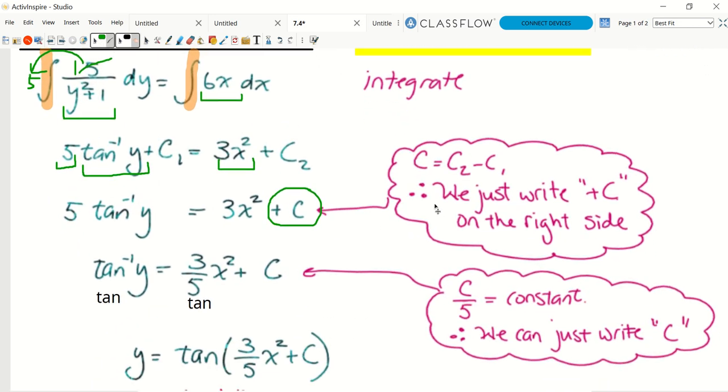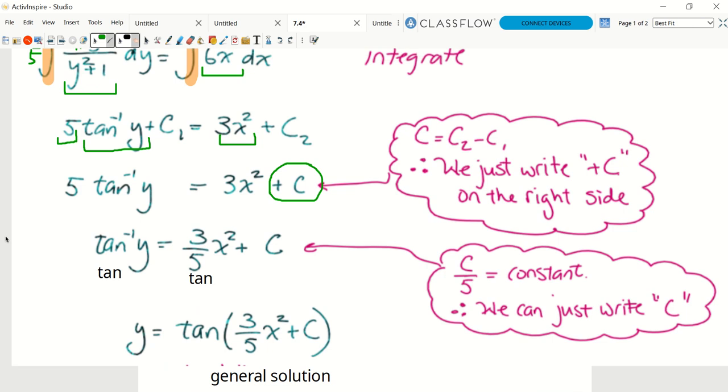We're almost done. Now, I literally divide by 5 to everything. Is a constant divided by 5 still a constant? Yeah. And 3 divided by 5, there you go. And then how do you get rid of inverse tangent? Just do regular tangent. And then these cancel. And boom, you get that. Does that make sense, folks? That's the general solution.